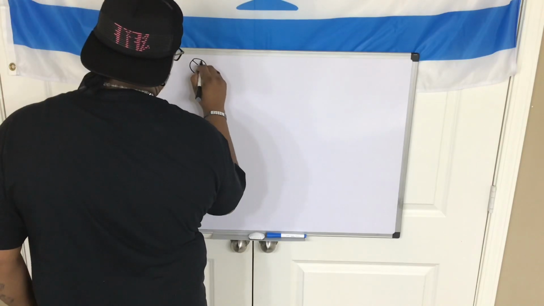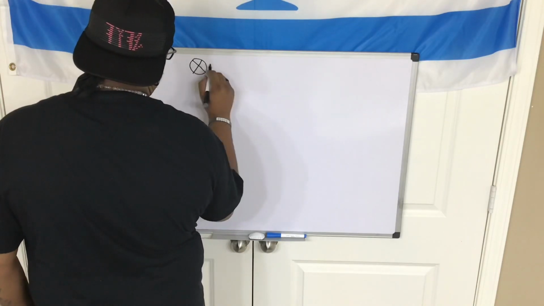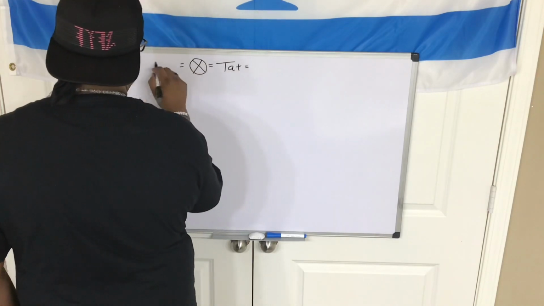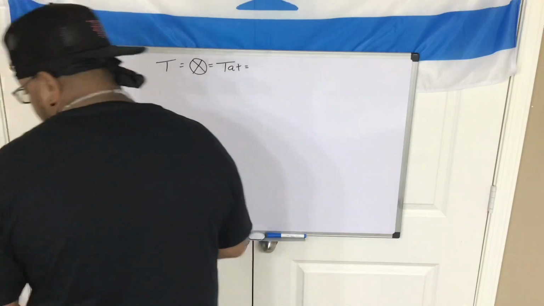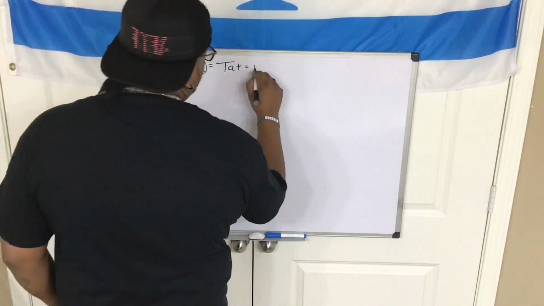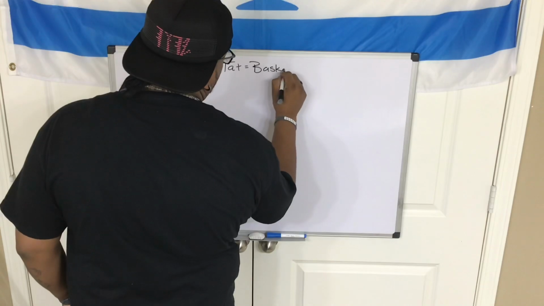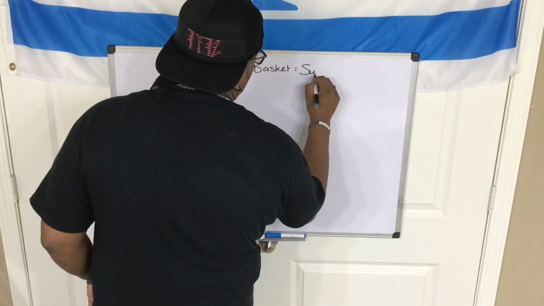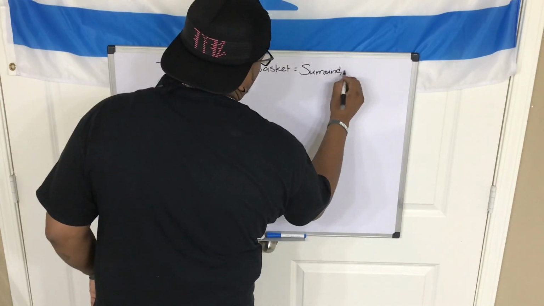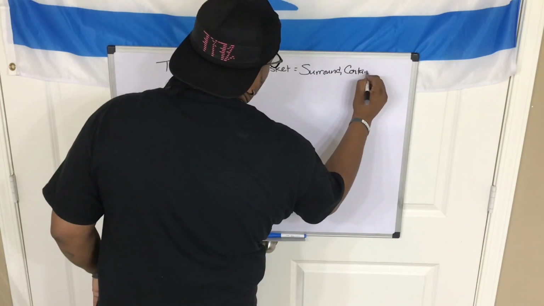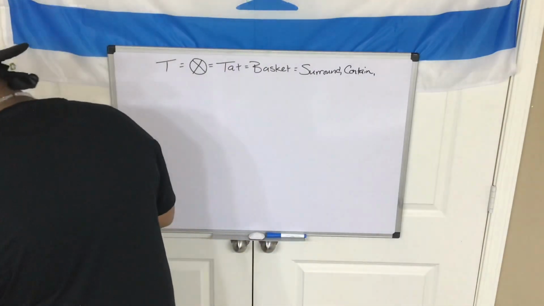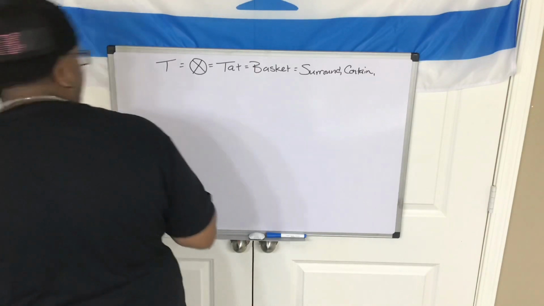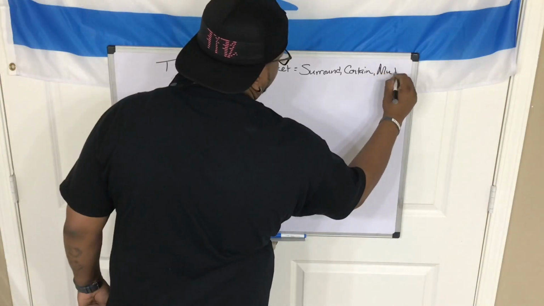The next one is the tot. It represents a T. It is a basket. It means to surround, to contain. And it also means mud.